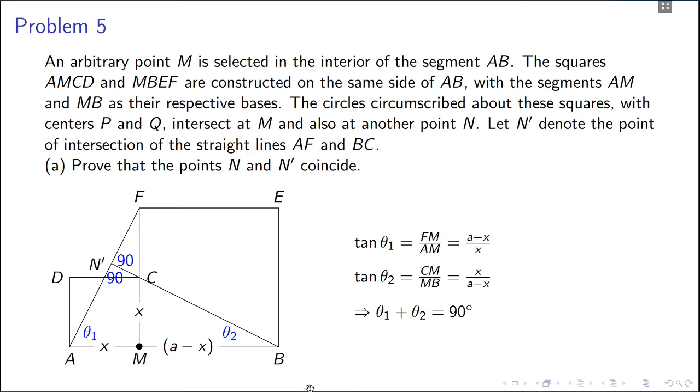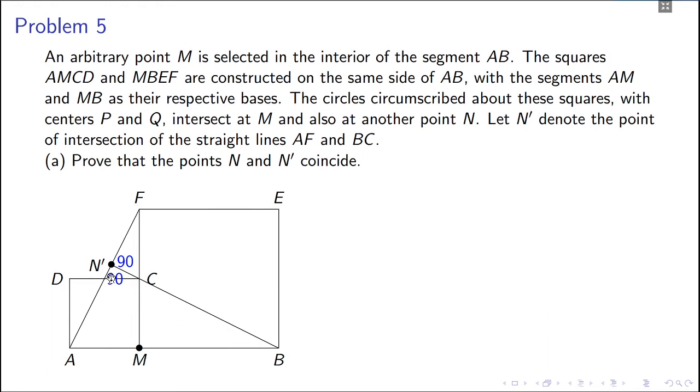So now since this is 90, what does it mean? So this is 90, this is 90, we see that. And after that, if I join this line AC, and I draw a circle with AC as diameter, it will pass through D, A, and C, and it will also pass through N prime because this is 90 degrees. Okay, so this circle passes through N prime.